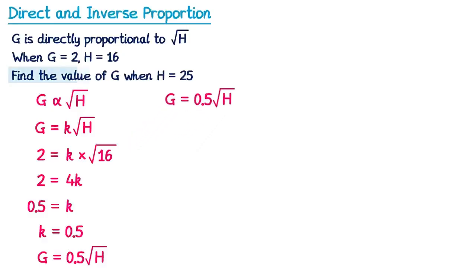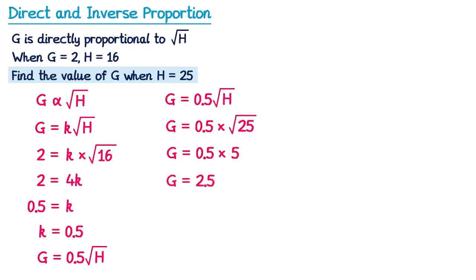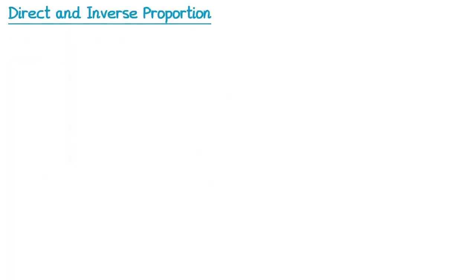The question wants us to find the value of g when h is equal to 25. So we're just going to substitute 25 in for h. So g is equal to 0.5 times the square root of 25. The square root of 25 is 5, so we have g is equal to 0.5 times 5, and 0.5 times 5 is 2.5.